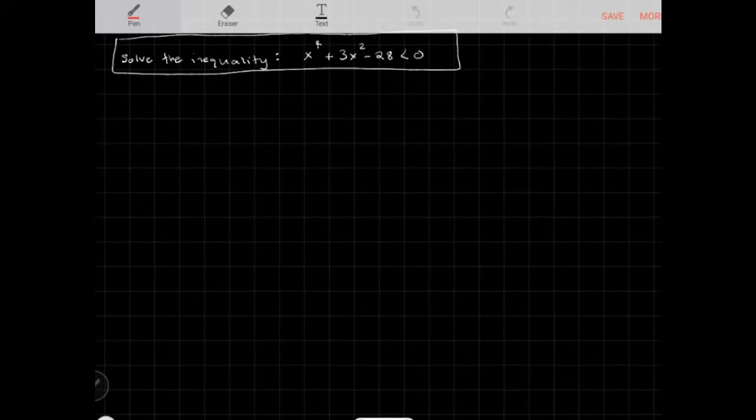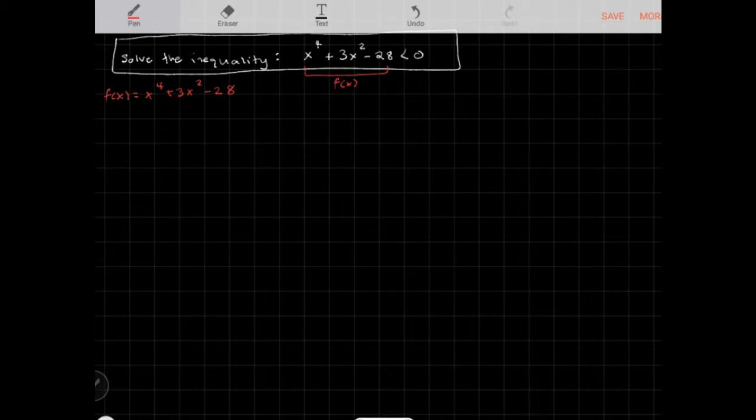Okay, let's solve the inequality x to the power 4 plus 3x squared minus 28 is less than 0. Right, so if we were trying to look at something like this, let's call all of this f of x. So f of x is equal to x to the power 4 plus 3x squared minus 28. And if you want to solve an inequality, the first thing you have to do is factor it out fully.